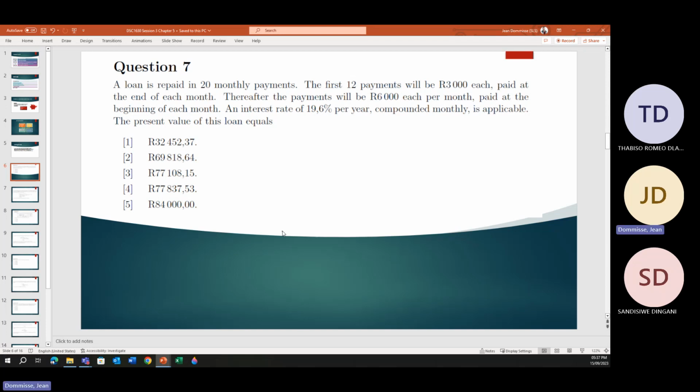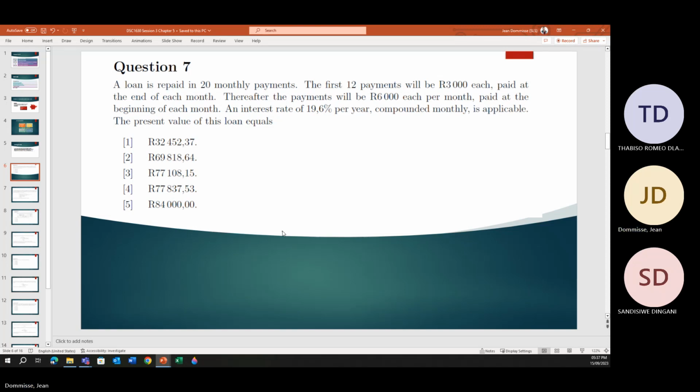So let's just quickly read what is in the question. A loan is repaid in 20 monthly repayments. The first 12 payments will be 3,000 Rand each, paid at the end of each month. Thereafter, the payments will be 6,000 per month, paid at the beginning of each month, and an interest rate of 19.6%, compounded monthly, is applicable. So we need to work out the present value of this loan.